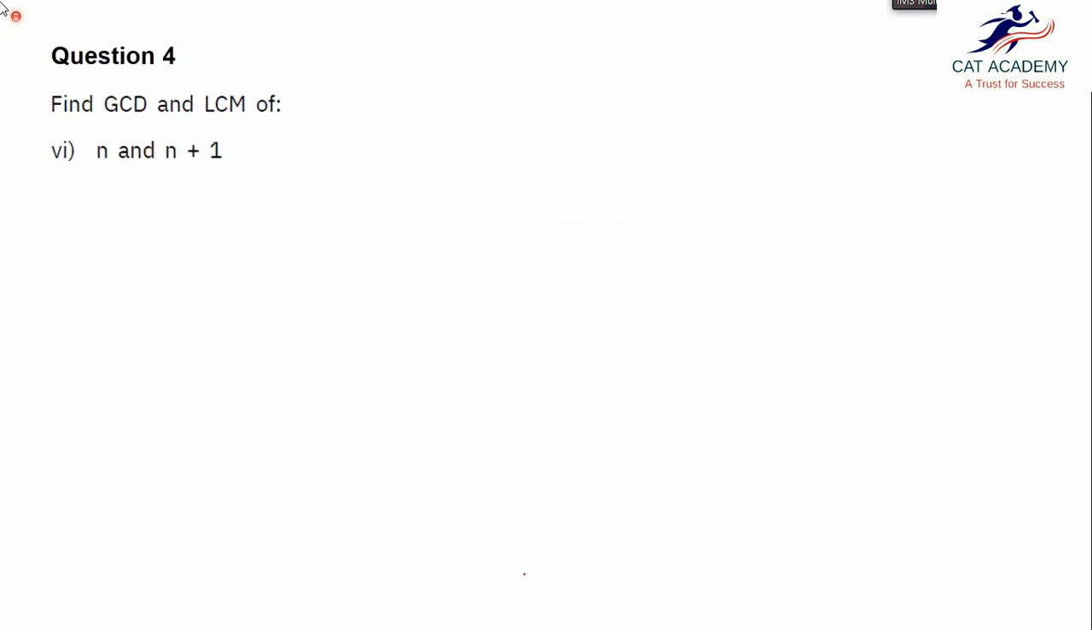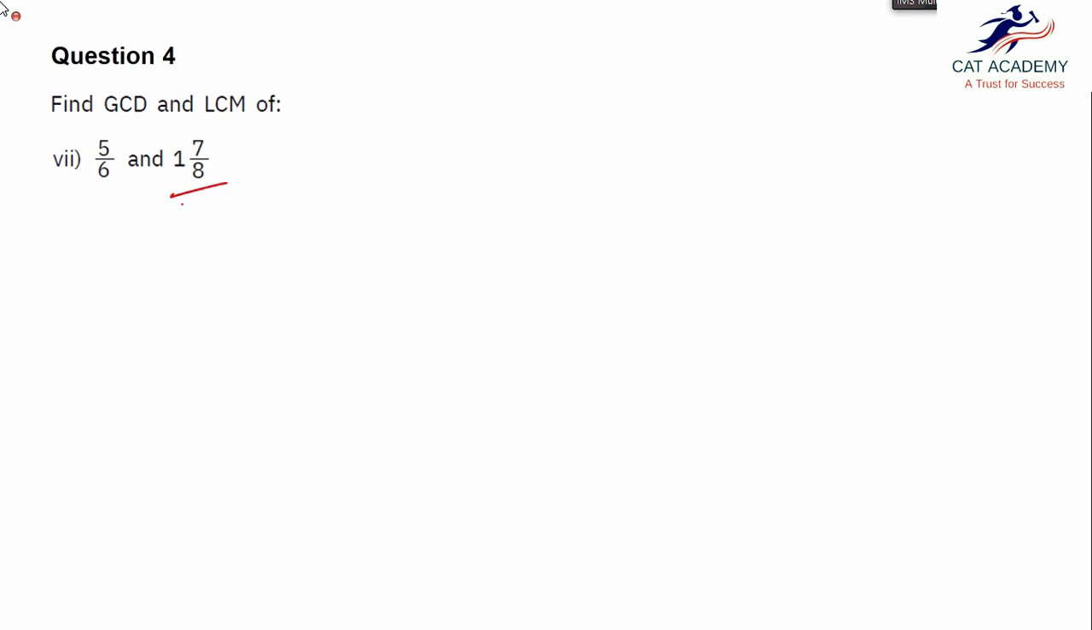Try this. This one also we know. Any two consecutive numbers, HCF is 1 and LCM should be the product of the two, that is n into n plus 1. Next.